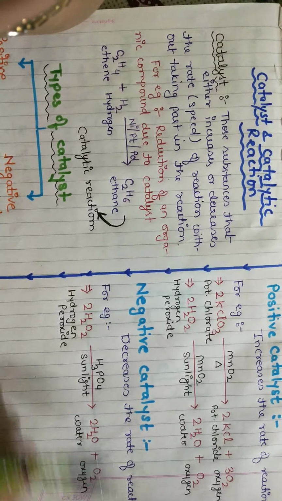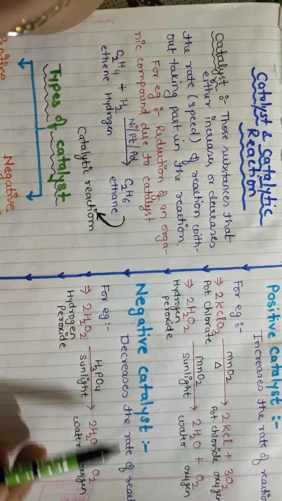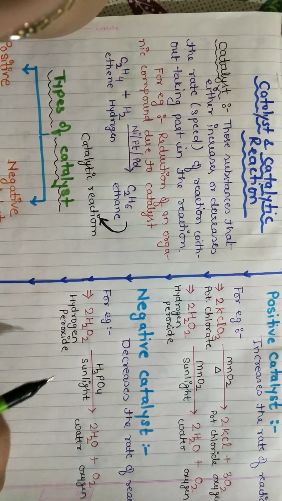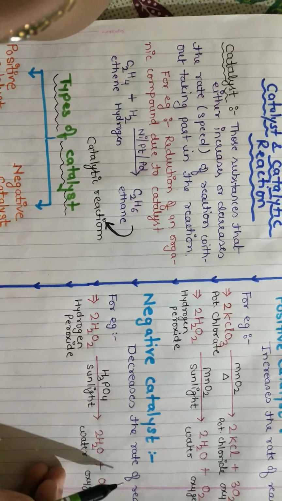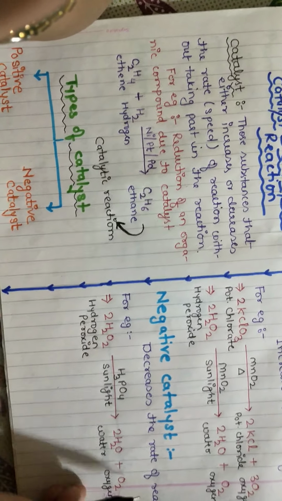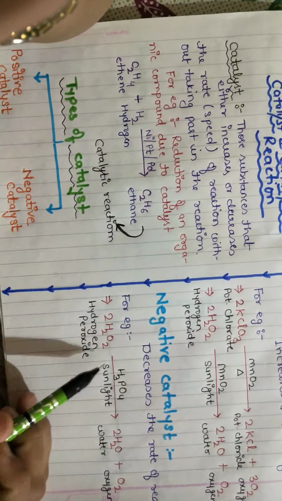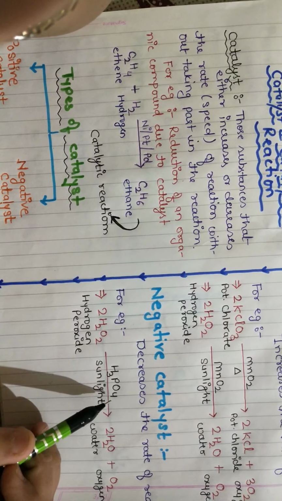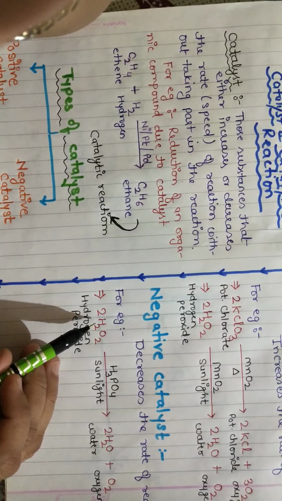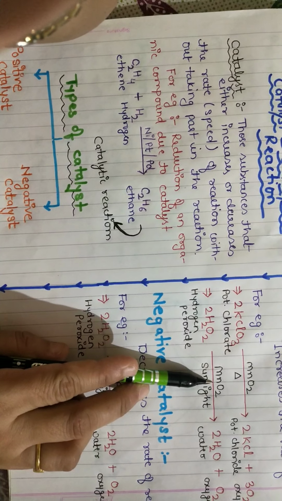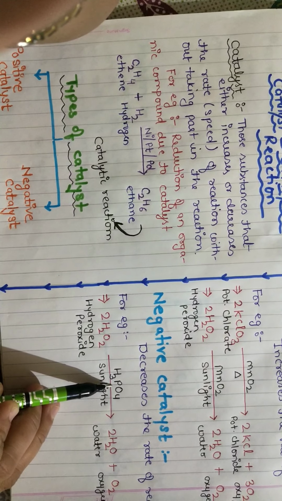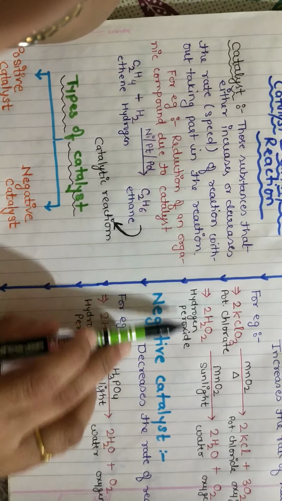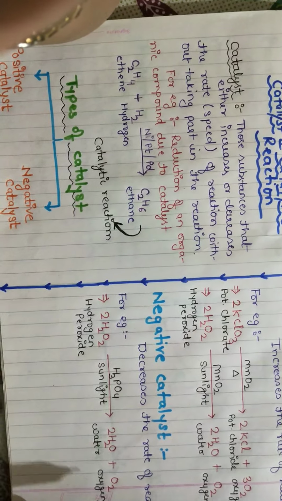Now what is negative catalyst? It decreases the rate of reaction. That means if the reaction is going very fast, then there should be a catalyst which will do the inverse of the positive catalyst. That means it will decrease the rate of reaction. How? In the same hydrogen peroxide, if we take H3PO4, phosphoric acid, instead of MnO2, then what will happen? The rate of reaction will be decreased here, which was increasing in the case of MnO2. That will decrease in the presence of H3PO4. Then again the product will be the same, but the reaction rate in these two will be different.